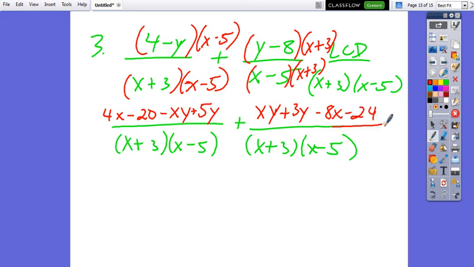Alright, so I've got these terms here that need to be combined if possible. I want to combine like terms. Now understand, your denominator does not change. It's the same as it was. But I need only one fraction now because I'm going to combine the numerators. So I got a 4x and a negative 8x. What does that give me? Negative 4x.